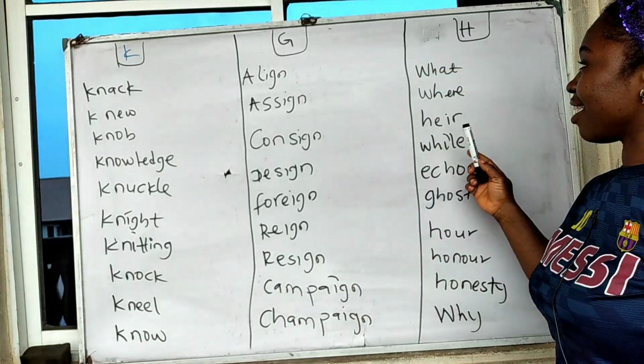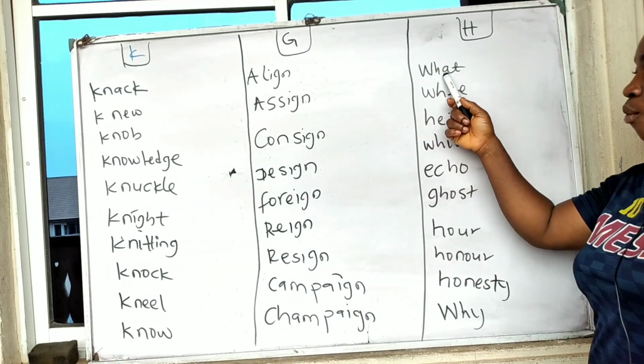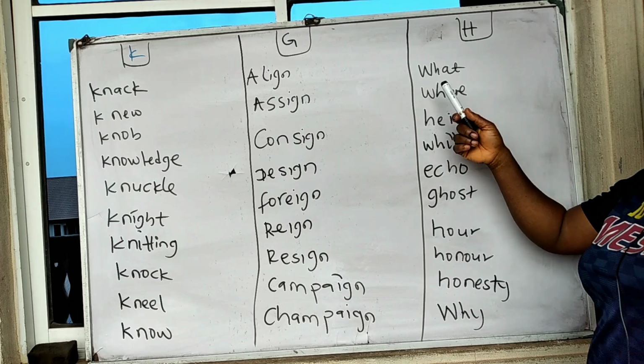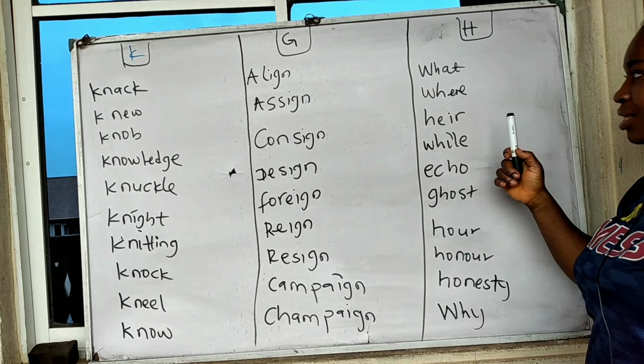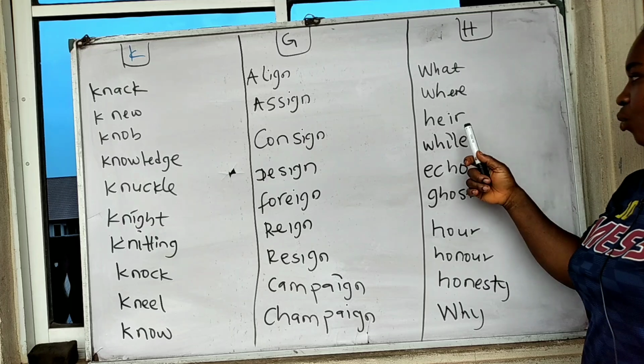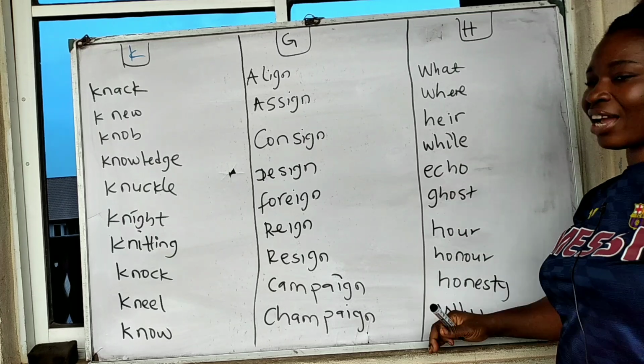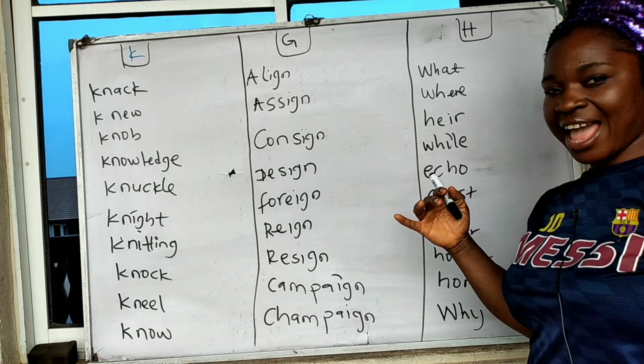Let's see the H. We have what. We have the W, but the H is silent. We have where. We have air. This is not called hair, we call it air, the air.